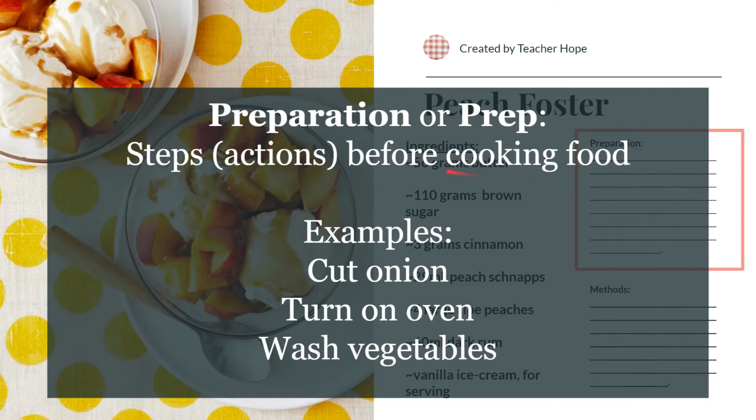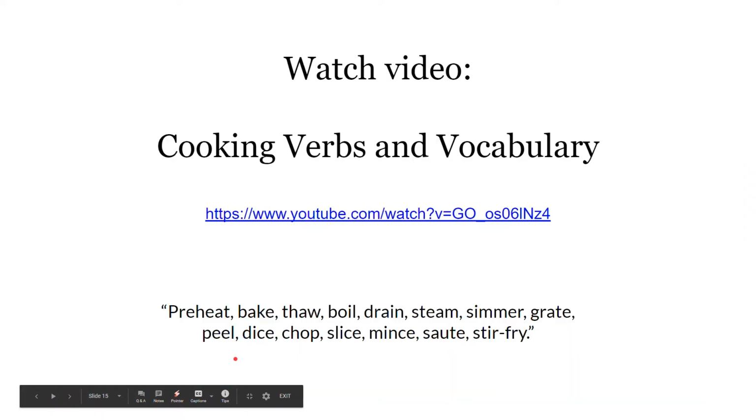So before you cook the food, what do you need to do to prepare in preparation of the meal? So again, preparation or prep are the steps or actions before cooking food. Some examples are cut onion, turn on oven, wash vegetables.